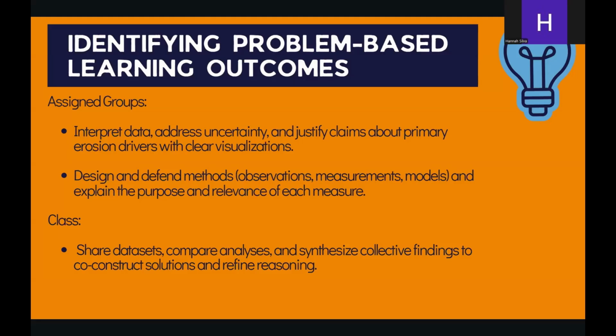So this slide is about learning outcomes. So as assigned groups, the groups of 4, I want the team to interpret the data that they have collected, address any uncertainties, and justify claims about the drivers of erosion. I also want them to design and defend their methods. And then as a class, I want all groups to come together and share their data sets, compare analysis, and synthesize their collective findings to come up with one holistic plan for the issue.